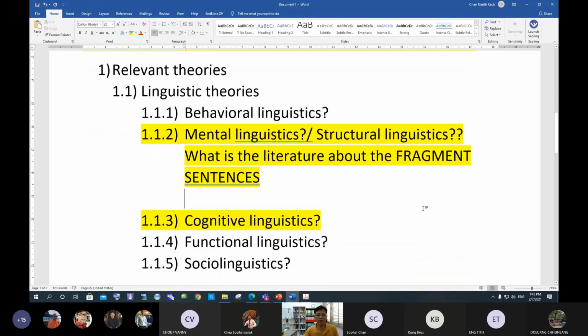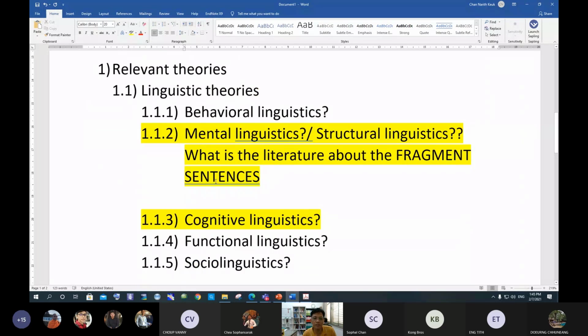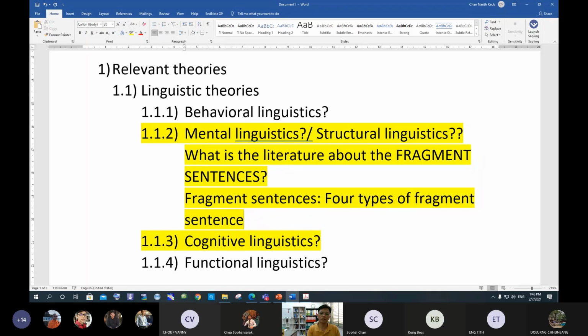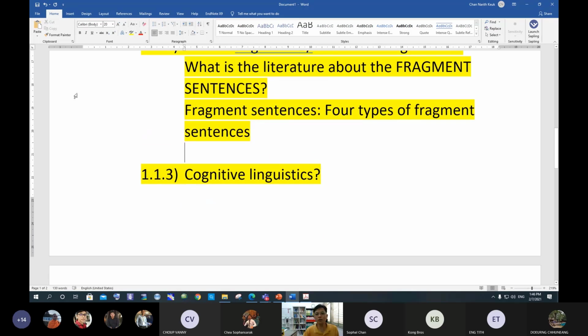Okay, so from the first place, sentences, correct, right? Why is it a double line? Okay. So in the literature, I know that there are 4 types of fragment sentences. Okay, so I review the 4 types.